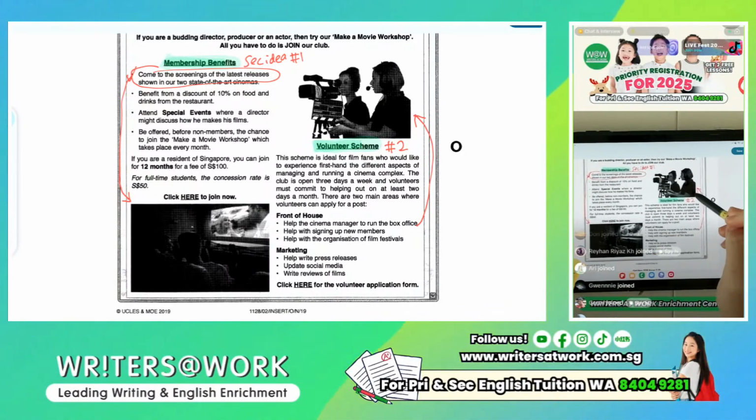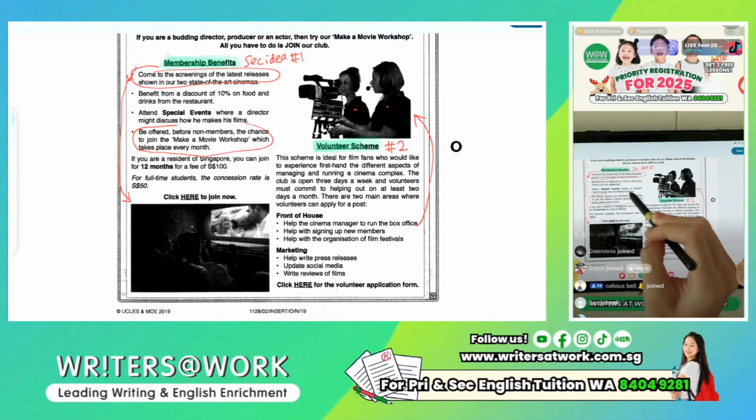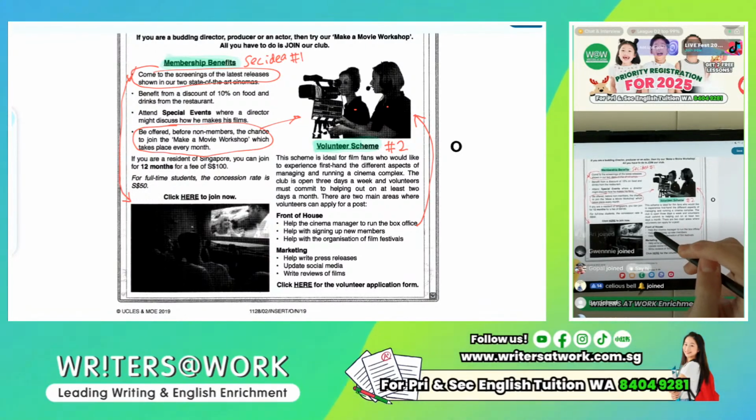Next, you can see over here this picture shows the manager teaching the student or the intern how to use the filming equipment. Right, so actually this could be part of the make a movie workshop which takes place every month. Okay, so you can see this picture goes both ways.